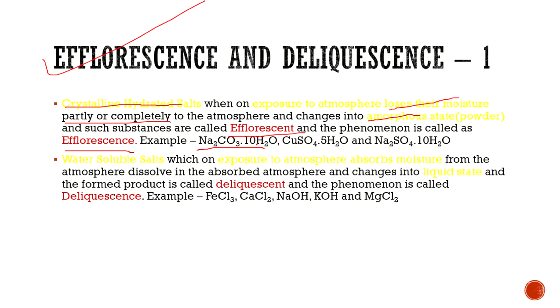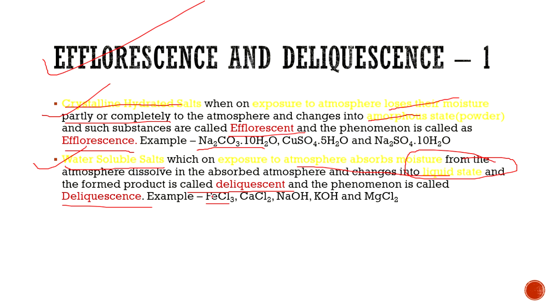Next is deliquescence. What is deliquescence? Some water soluble salts, when you expose them to the atmosphere, absorb moisture and change into a liquid state. This substance is known as deliquescent, and this phenomenon is known as deliquescence. Example: FeCl3, iron 3 chloride. Okay, this is an example of this.